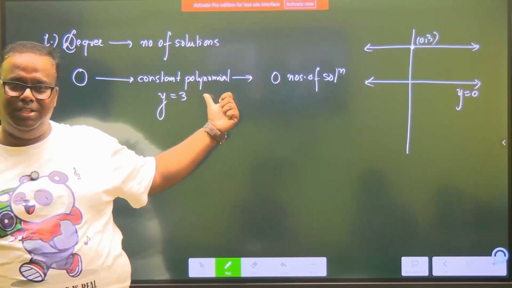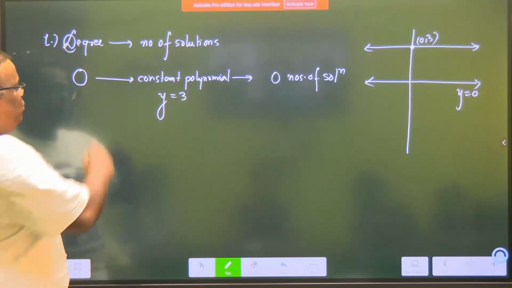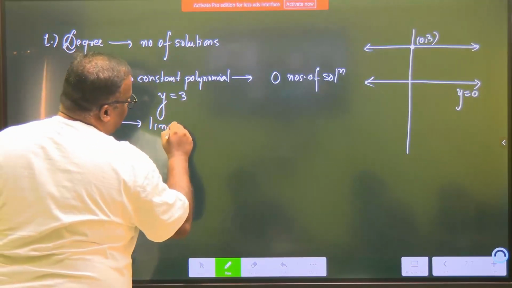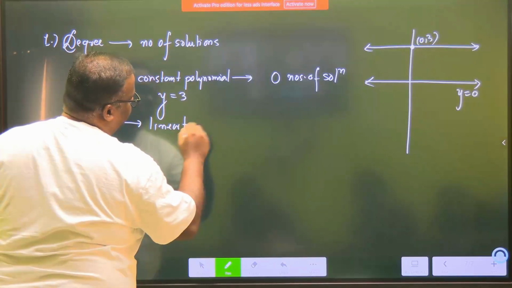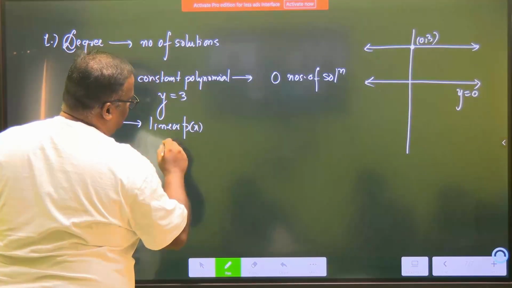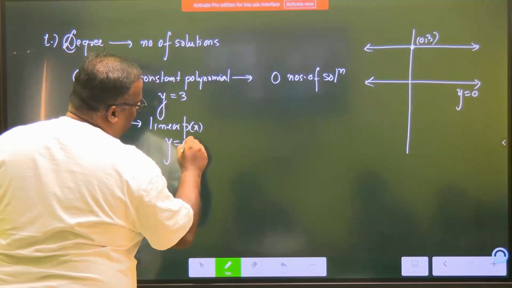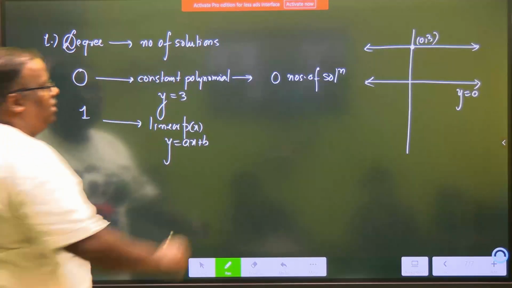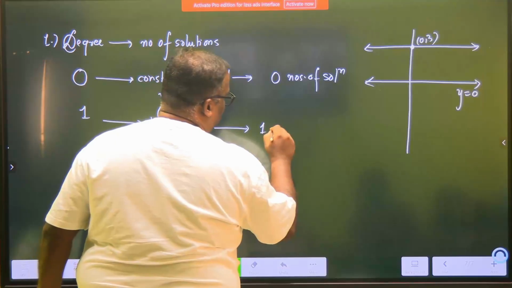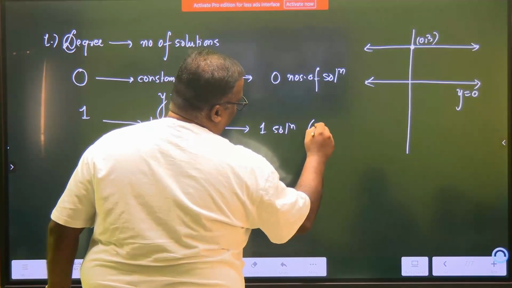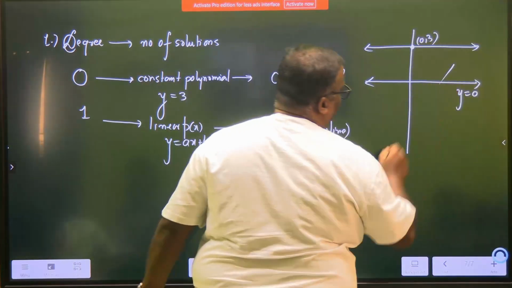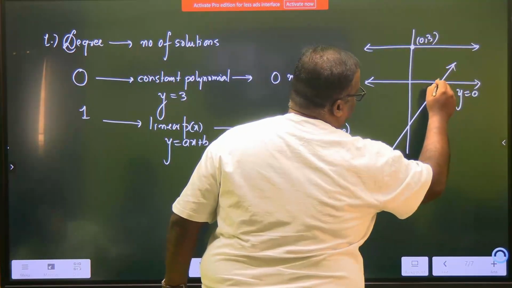Now it is becoming fun, slowly. If your degree is 1, then you are known as a linear polynomial, right? Your format will be y equal to ax plus b. Now this is grade 9. You will have one solution and your plot will always be a straight line. Your plot will be something like this, and this is your solution.